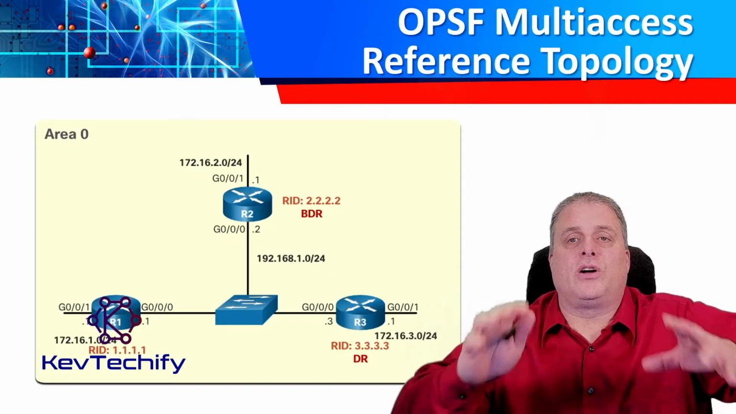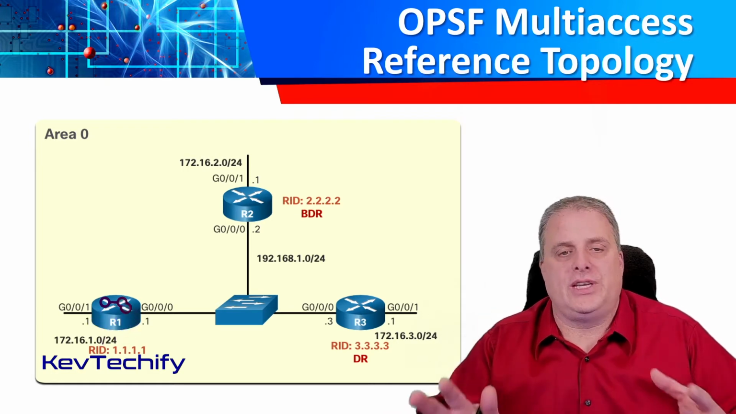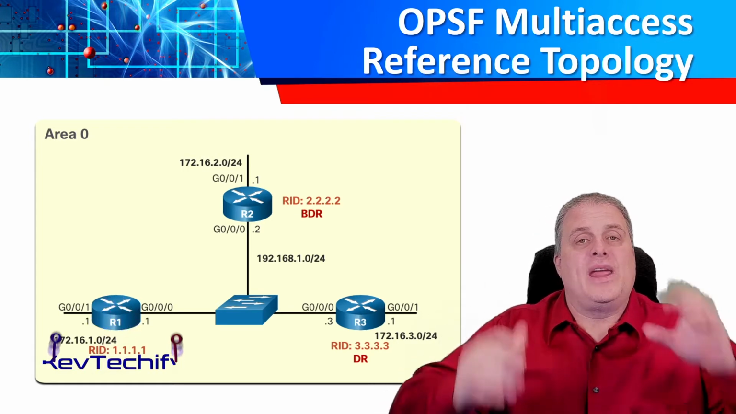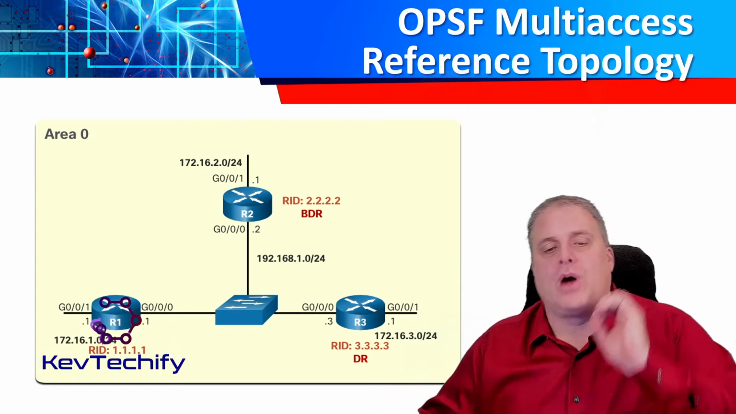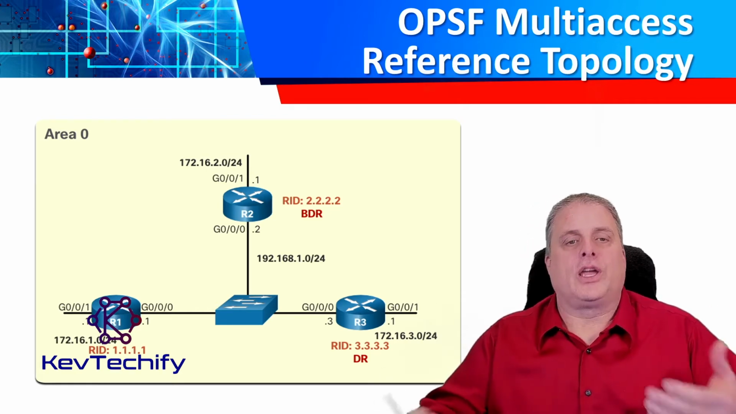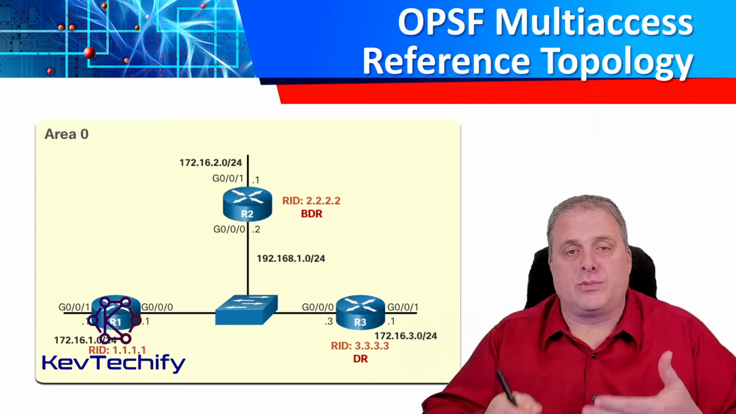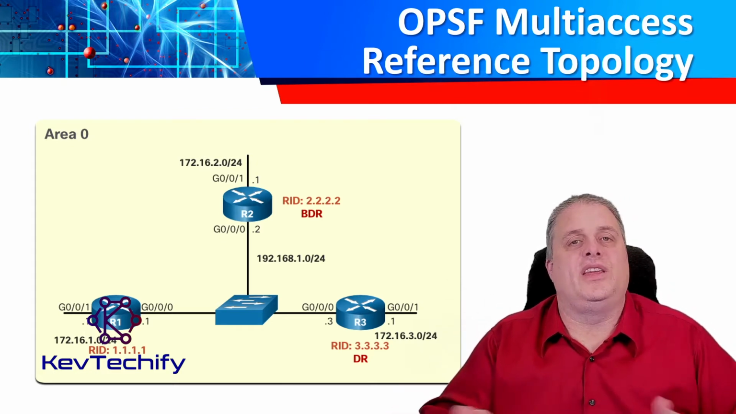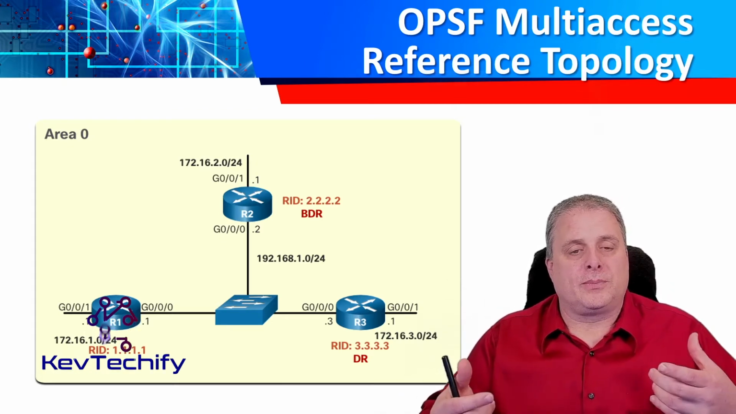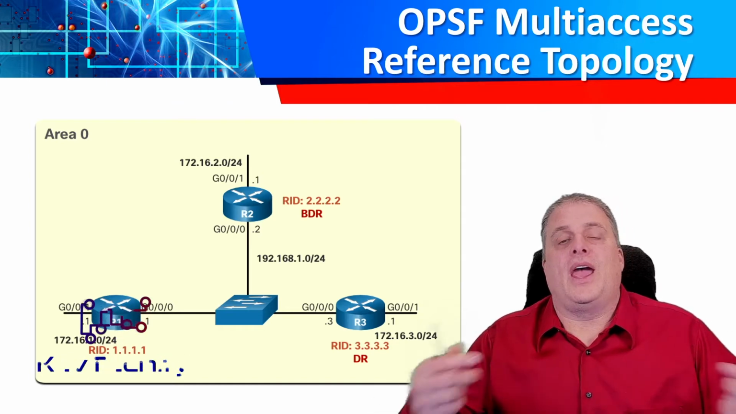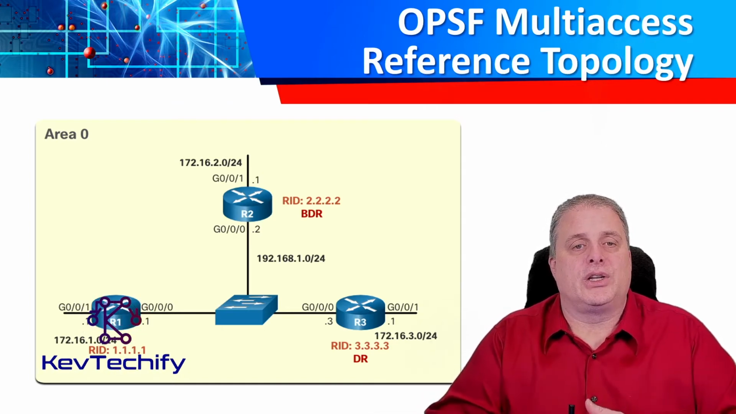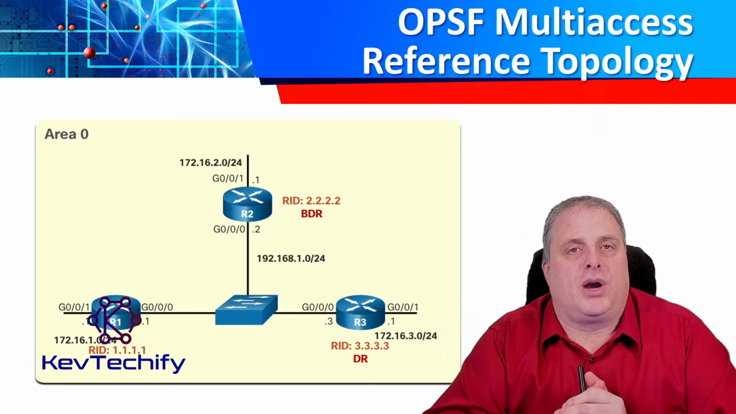Here's an example of an OSPF multi-access network. We have three routers, router 1, router 2, router 3. They're all connected to a switch, meaning they all share advertisements. They're going to form adjacencies with each other. When we connect up those devices, we activate OSPF on those connections. It's going to go through the election process.